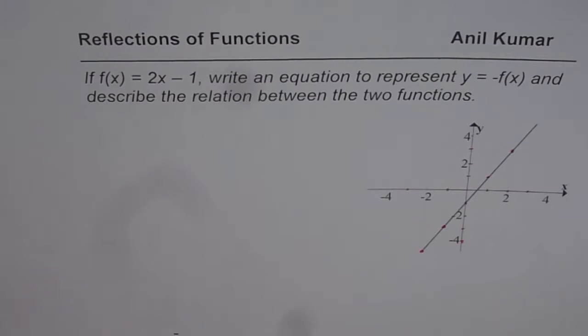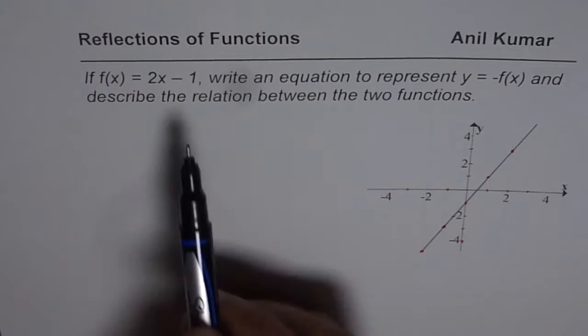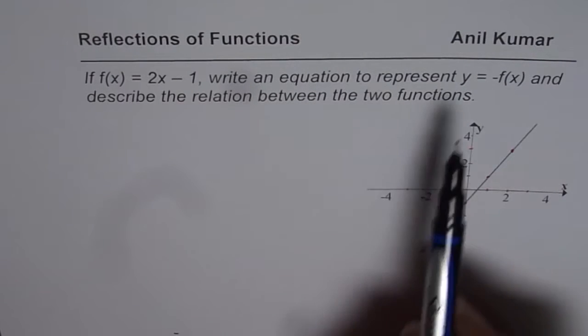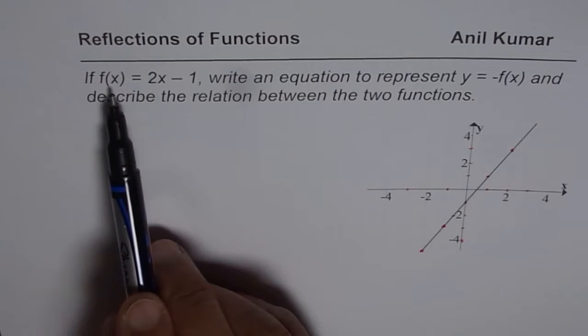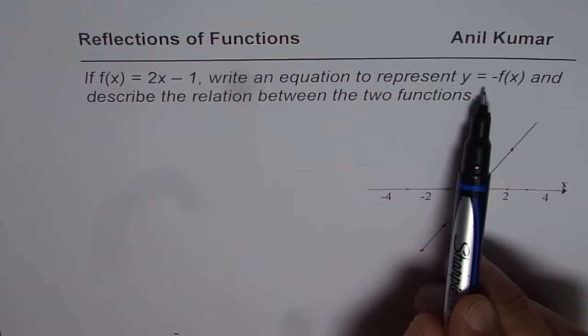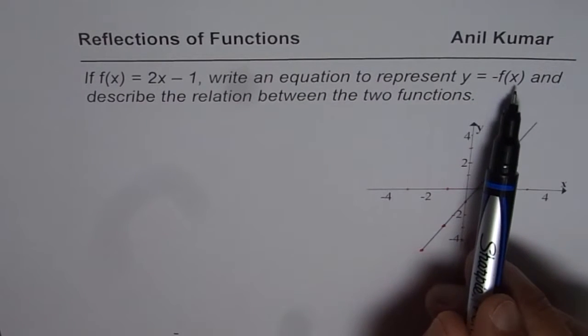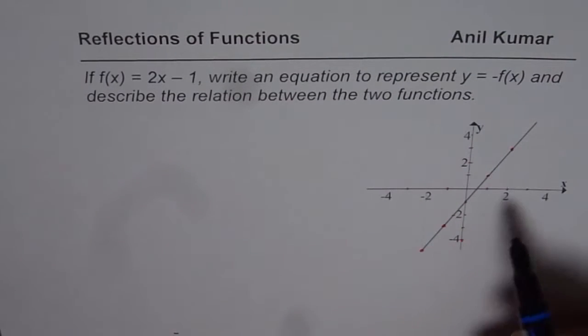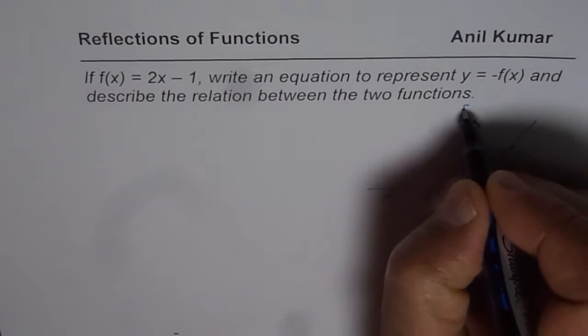If f of x equals 2x minus 1, write an equation to represent y equals minus f of x and describe the relation between the two functions. So we have a linear function f of x and we want to know what happens to this linear function when we are considering minus f of x. For convenience we already have a graph of f of x.